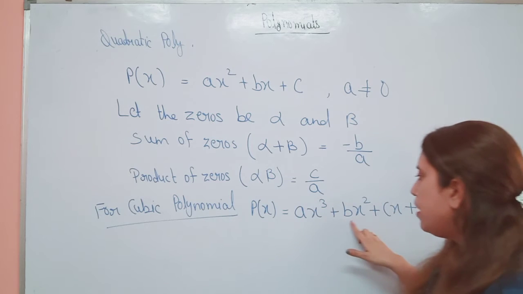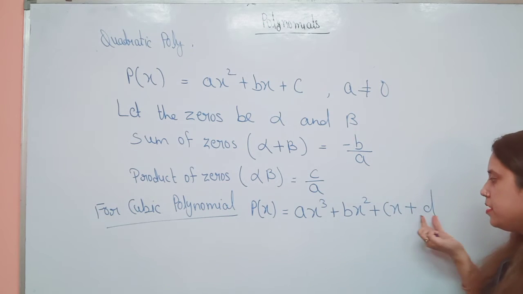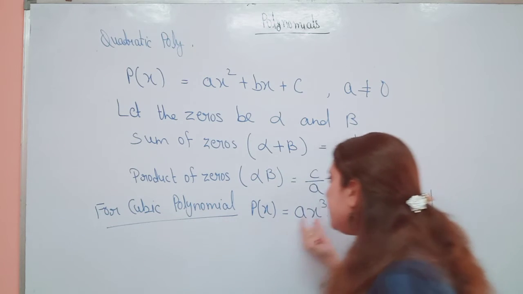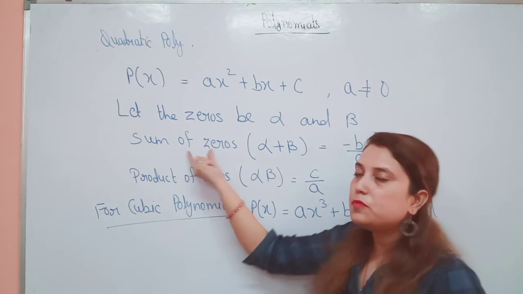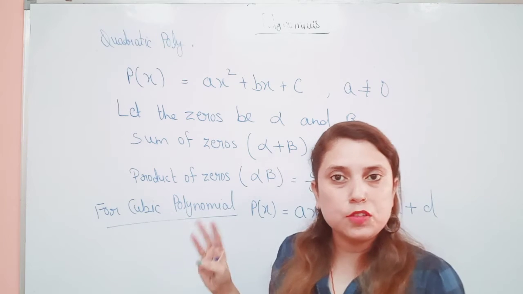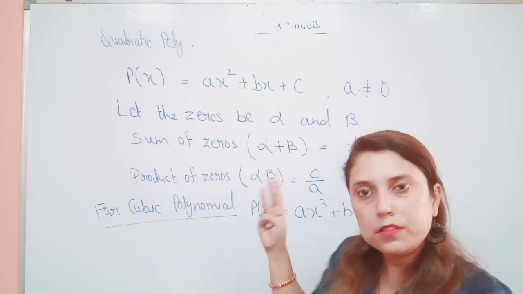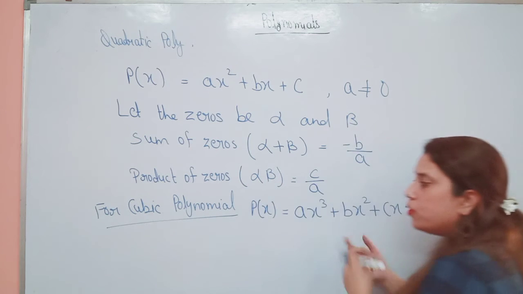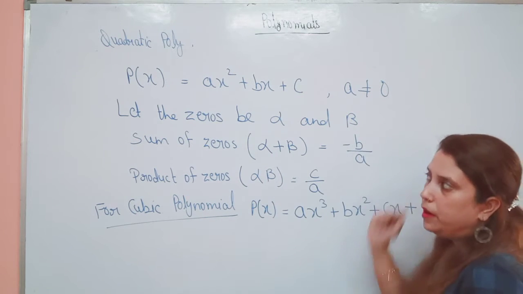ax cube plus bx square plus cx plus d. Now in a cubic polynomial the degree is 3. It means there will be 3 relations. How many relations will there be? 3. How many zeros will there be? 3. Let the zeros be alpha, beta. One more zero will be here, gamma.